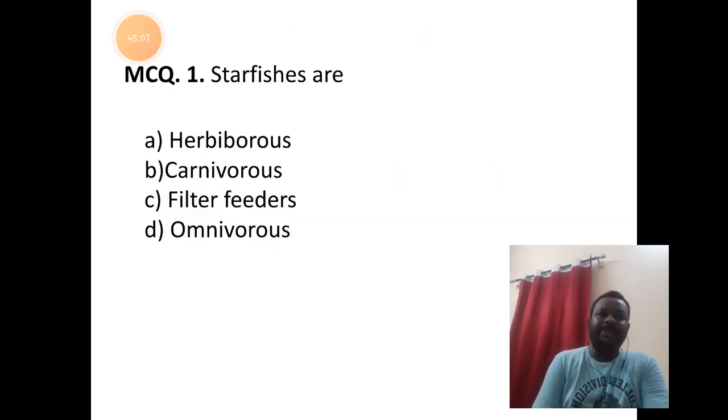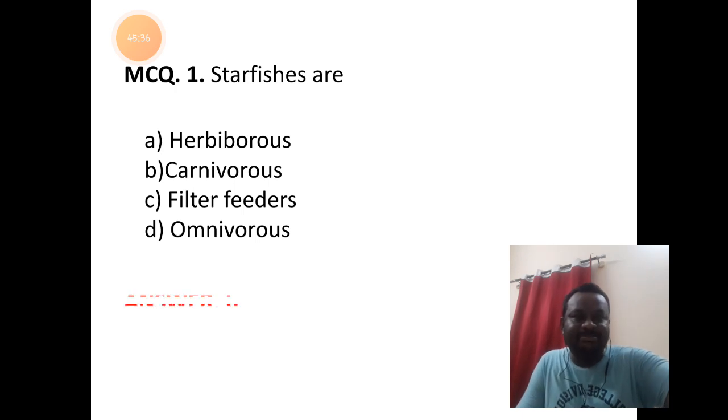So with this we are completing the externals or morphology related to Asterias, both on the oral surface as well as the aboral surface. Students, after understanding the morphology of the sea star, now we shall try to answer the MCQs related to it. Question 1. Starfishes, what type of feeding do they have? Carnivorous feeding. So answer B is correct.